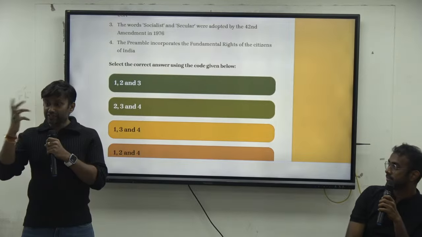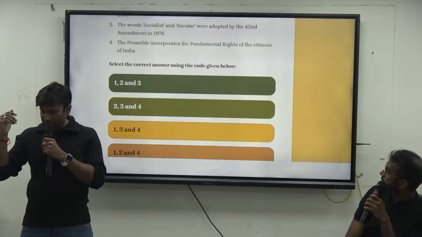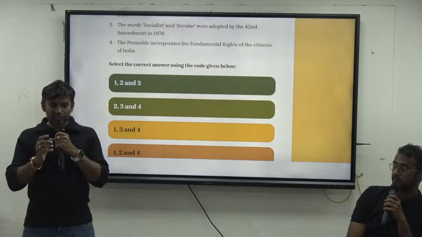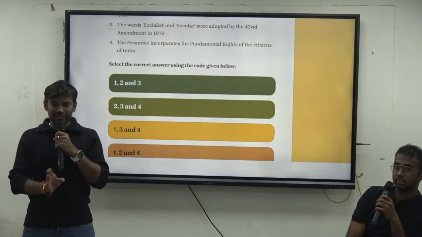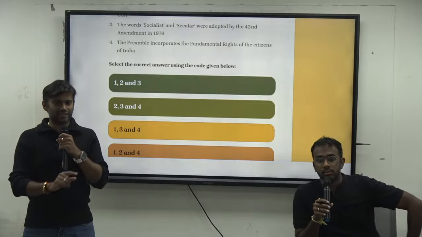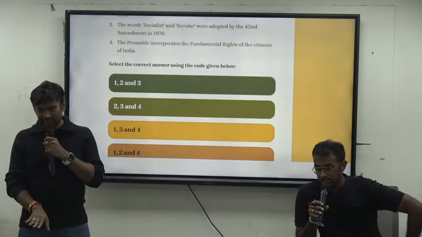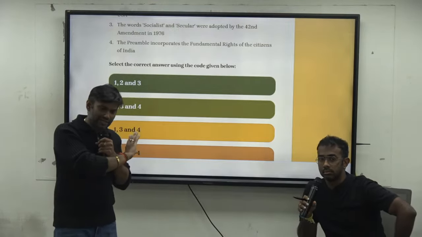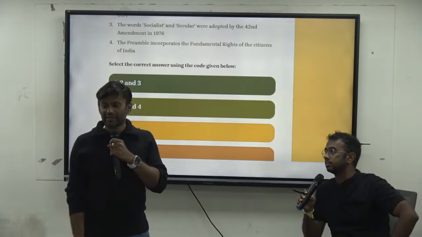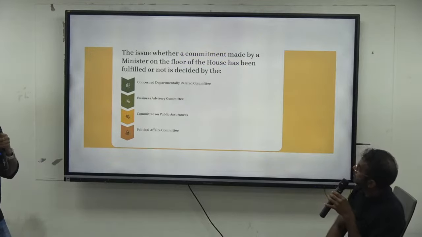Preamble is a vision. That vision, those values, have been incorporated in certain aspects. So the preamble does not incorporate fundamental rights, but fundamental rights and DPSP incorporate the values mentioned in the preamble. The idea of equality is incorporated in fundamental rights. The idea of justice is incorporated in DPSP. The idea of integrity has been incorporated in fundamental duties. Answer is 1, 2, and 3.